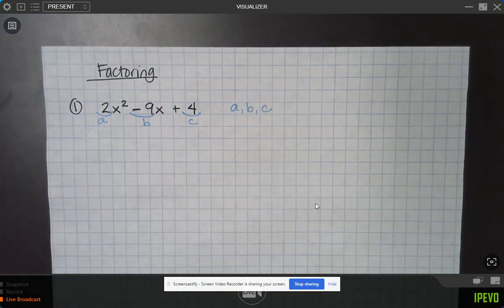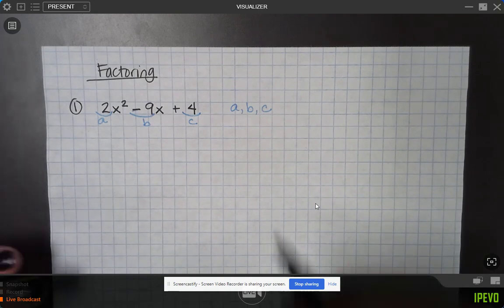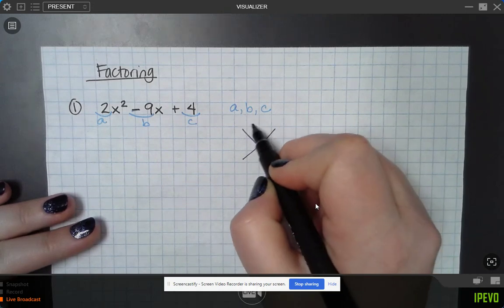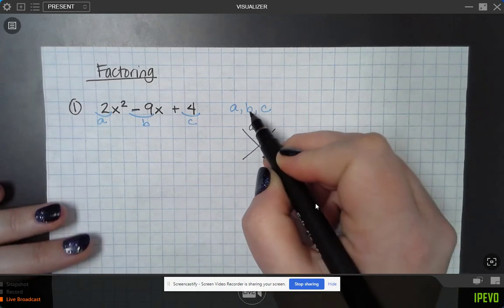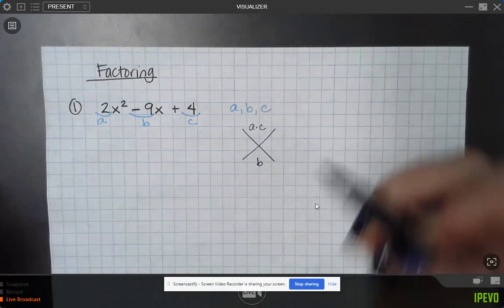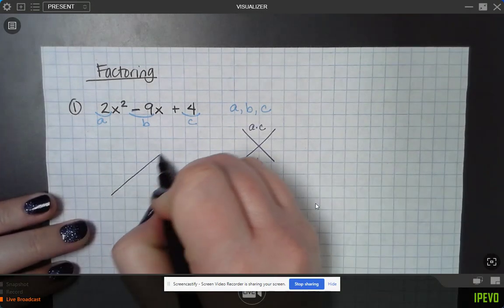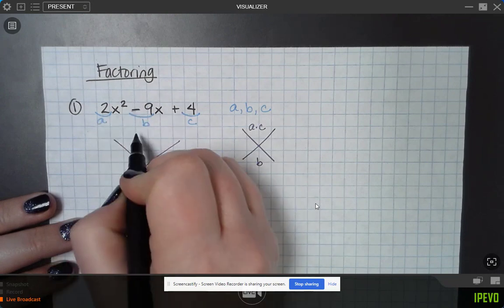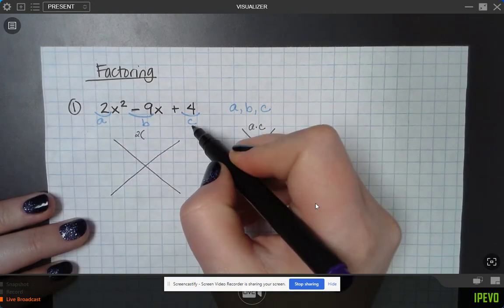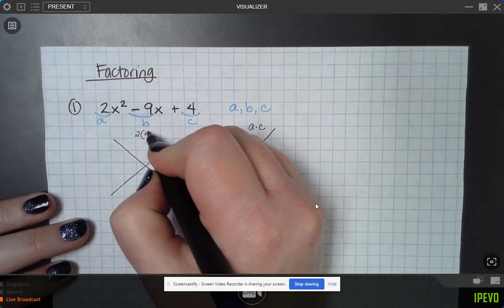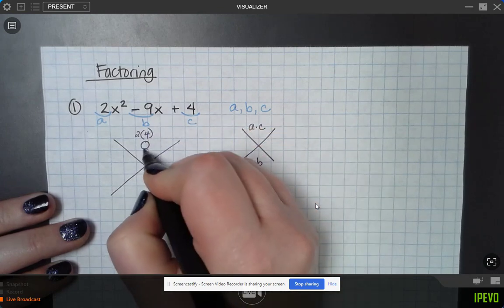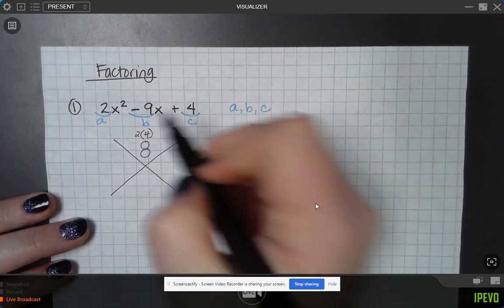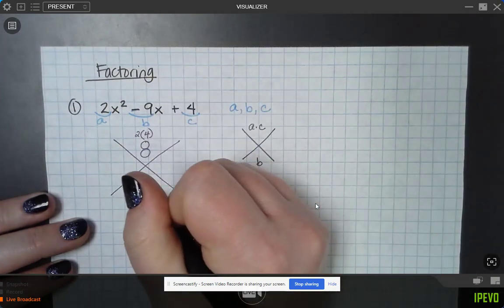Once I have identified A, B, and C, I want to make the x. I'm going to be multiplying the numbers A times C and placing the center number B at the bottom. Here is my x. A is represented by the number 2. C is represented by the number 4. 2 times 4 is 8. At the bottom, I'm looking for the number that represents B, that's -9.